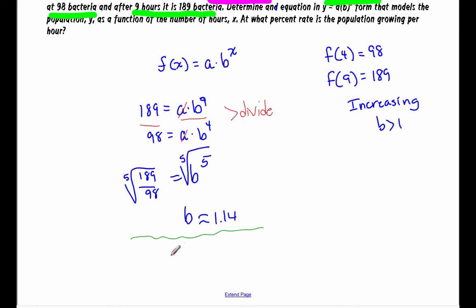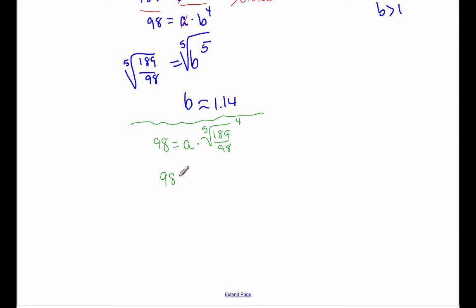I know I can use any point I want, so I'm going to use the 98. 98 was the answer for my initial population times the base. Now, if you really want to be fancy, you could actually put in the 5th root of 189 divided by 98. Or you could use 1.14, but I'm going to be fancy. And that was raised to the 4th power. Because if we did power over root, 189 over 98 would be raised to the 4/5. All right, then to get A, I would divide by 189 over 98 raised to the 4/5.